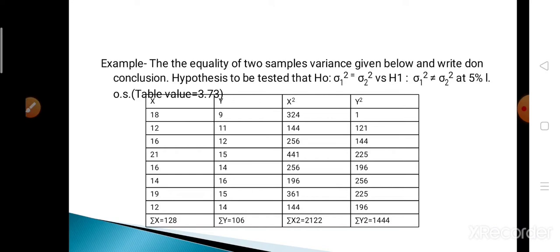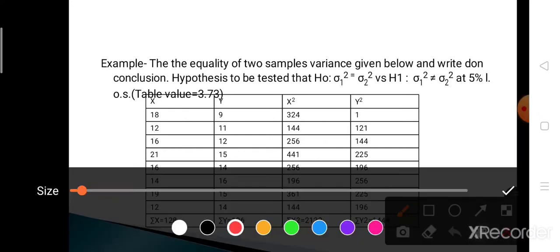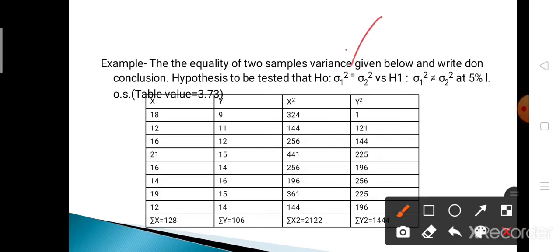Test the equality of two samples' variance given below and write down the conclusion. The hypothesis to be tested is H0: sigma 1 square is equal to sigma 2 square versus H1: sigma 1 square not equal to sigma 2 square at 5% level of significance, and the table value we are given is 3.73.